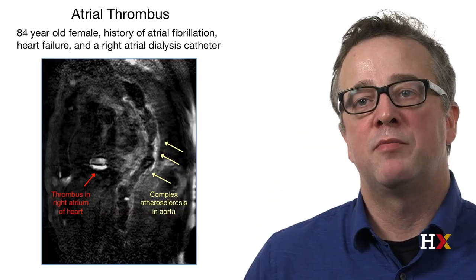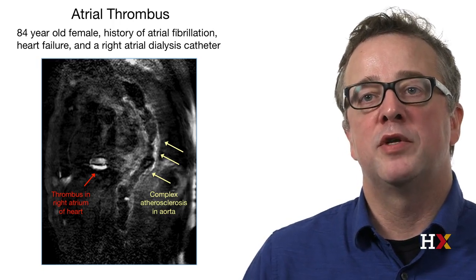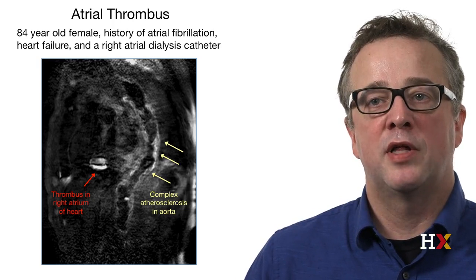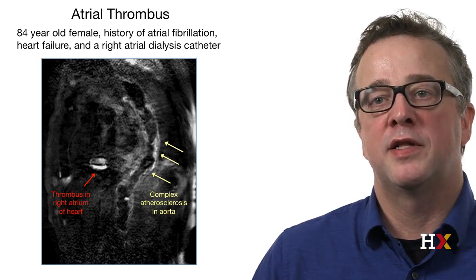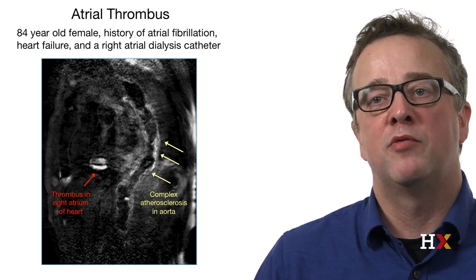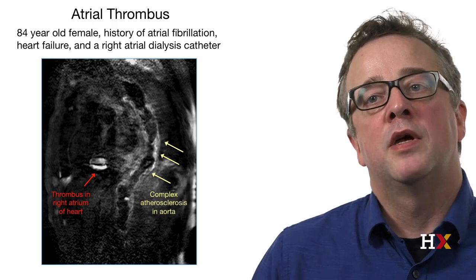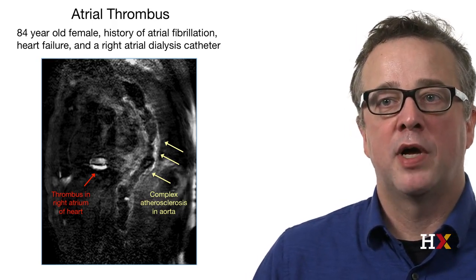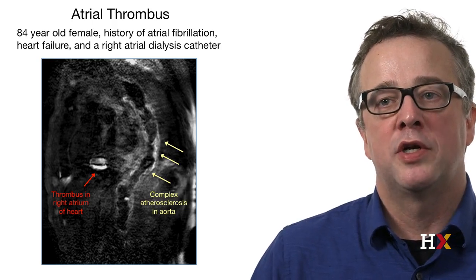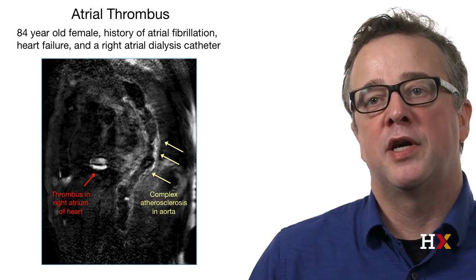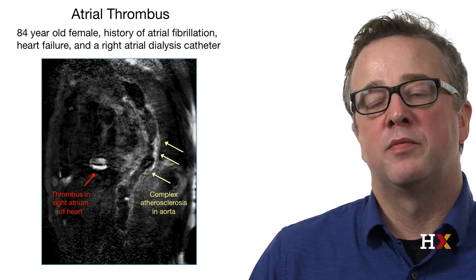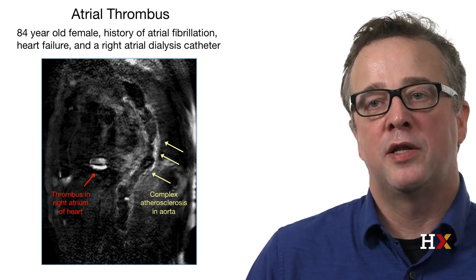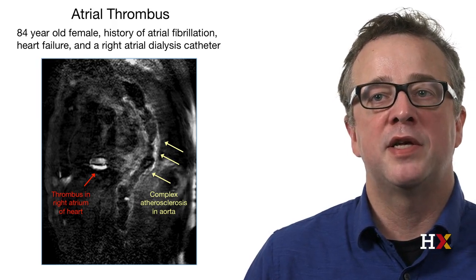And in this last example, this is a woman with a history of heart disease who has the presence of a blood clot in the right atrium of her heart. And that's shown here with a red arrow pointing to this bright spot. The yellow arrows in the image demarcate what looks like a large tube, this is actually the aorta, and there are blood clots that line the wall of the aorta along with some atherosclerosis in this patient.